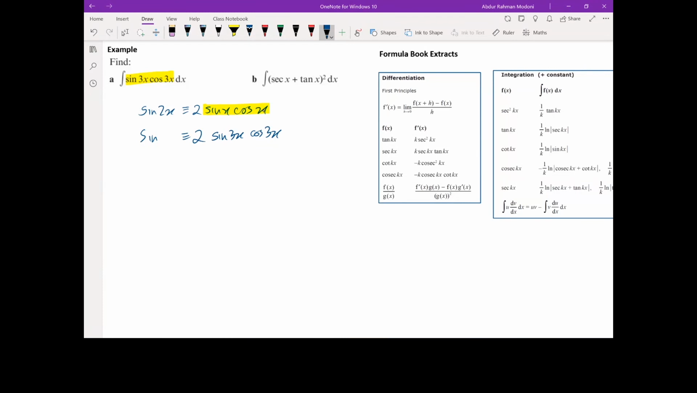I doubled all my angles, so times them by 3, so I need to times this by 3. This would become 6x. So then this identity is also true. So we're going to use that identity.